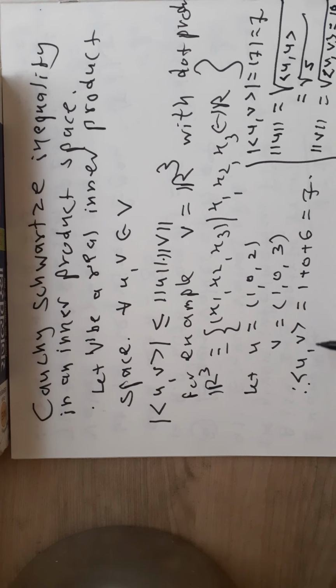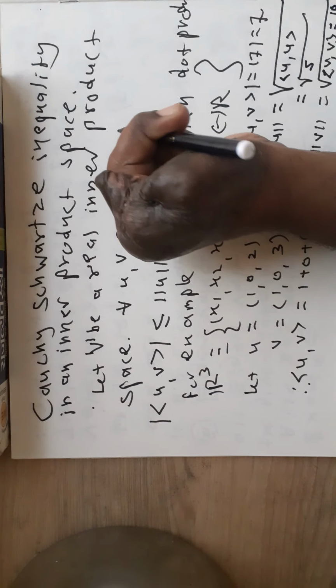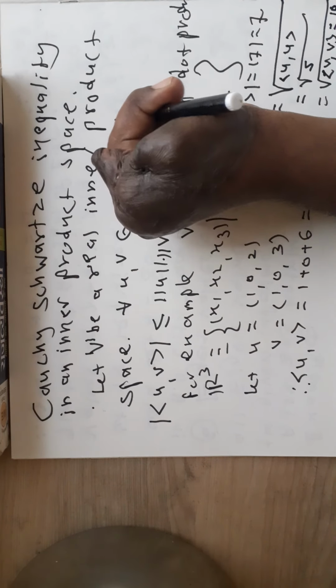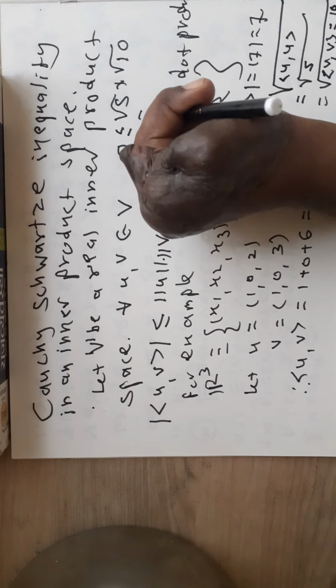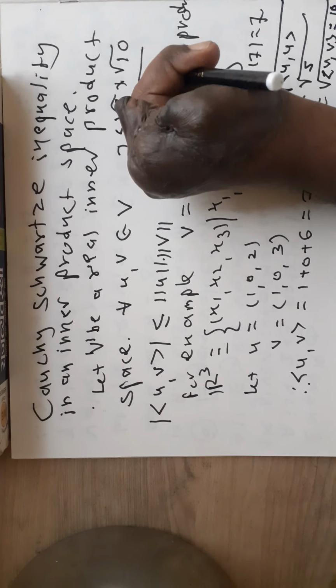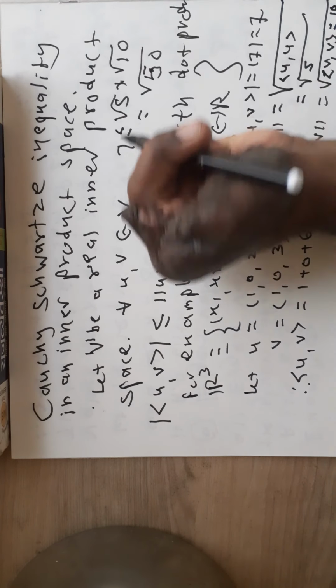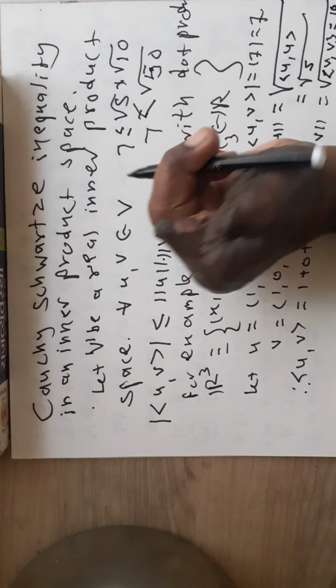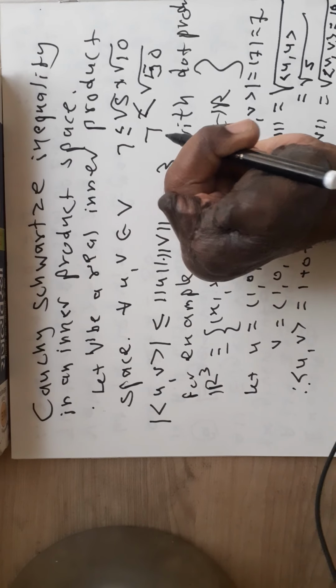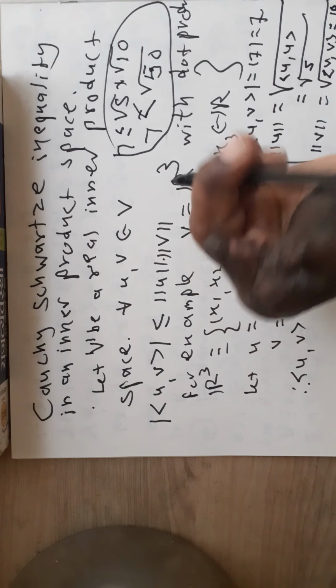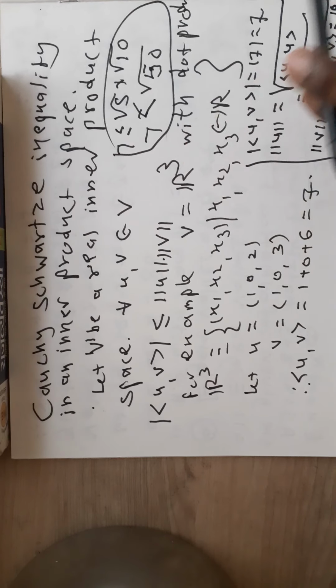Here therefore angle bracket u comma v is equal to 7. Now here, 7 is less than or equal to the square root of 5 into the square root of 10, which is equal to the square root of 49 and the square root of 50. 7 is less than root 50 because 7 is equal to root 49. Therefore, root 49 is less than the square root of 50. Therefore, the Cauchy-Schwarz inequality is verified.